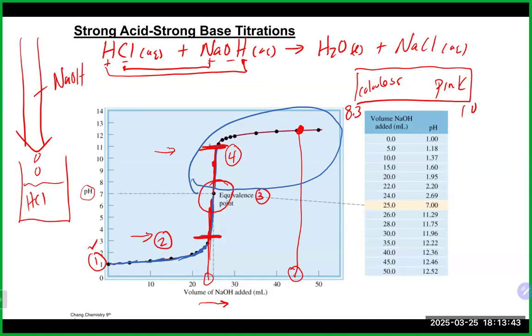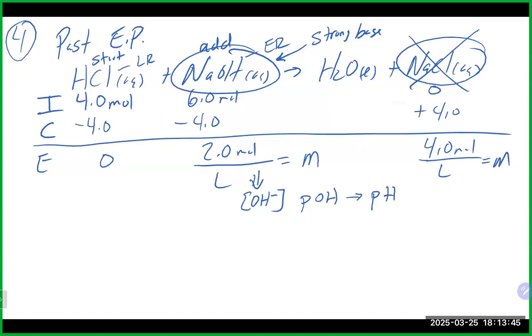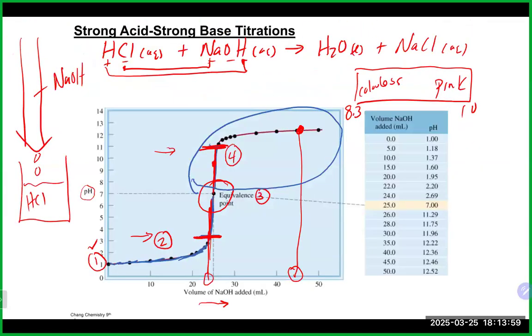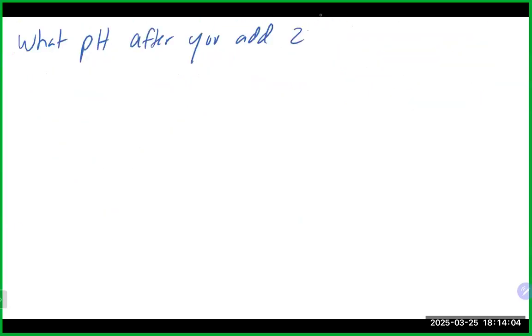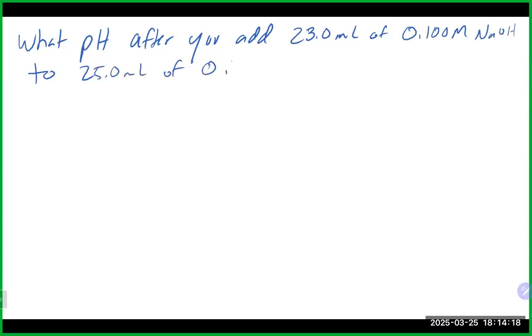Why don't we try, let's just make one up. What is the pH after you add, I'll go 23. Let's do 23 milliliters of 0.1 molar sodium hydroxide to 25 milliliters of 0.1 molar hydrochloric acid. All right, give it a go.